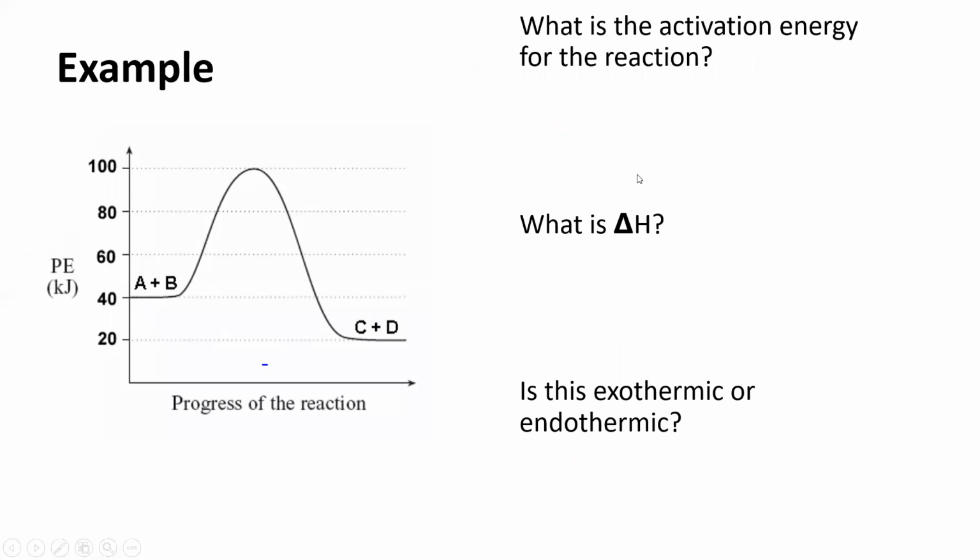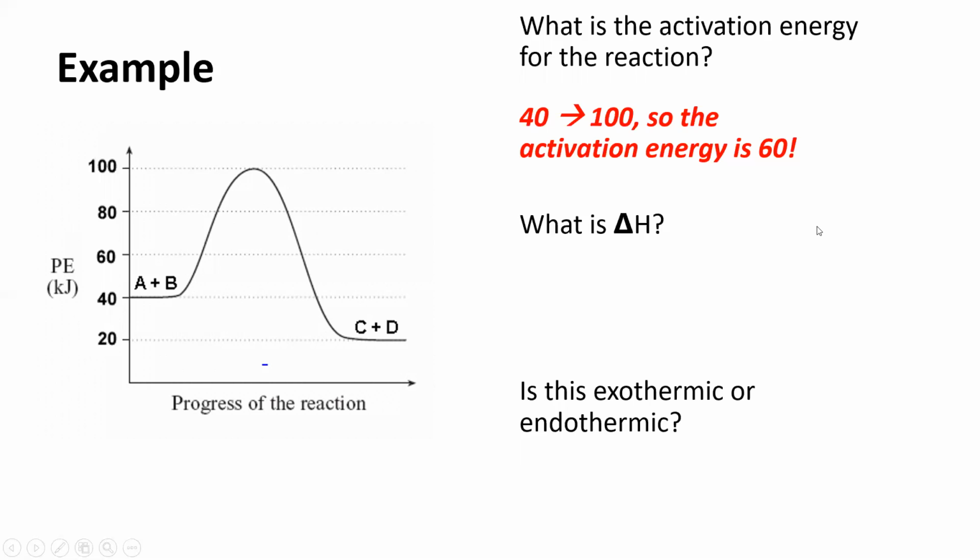And then the last example here, what is the activation energy? It specifically is asking us what is the actual activation energy. And the activation energy, we go from our reactants up to the peak here, okay, the max peak. So we go from 40 up to 100. So the activation energy is 60. Okay, we went from here all the way up to here. So it took 60 kilojoules of energy in order to get this started.